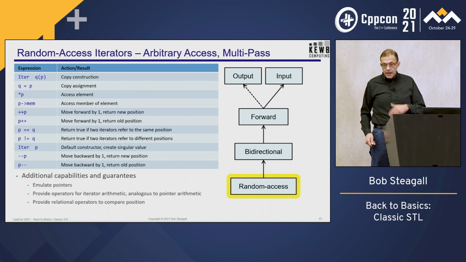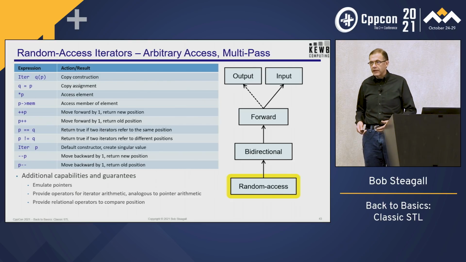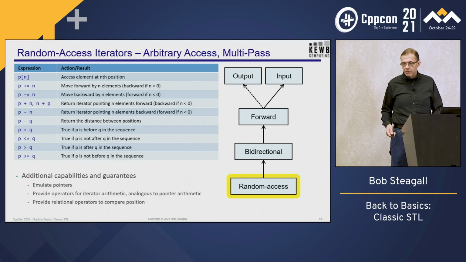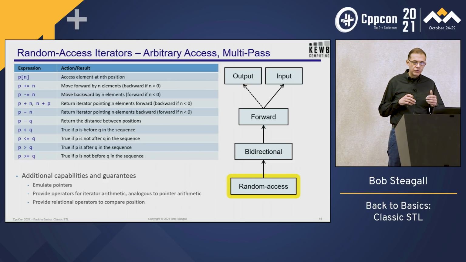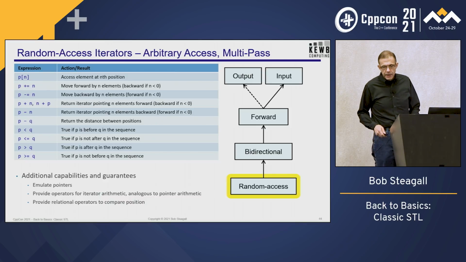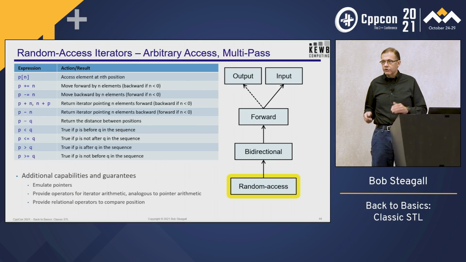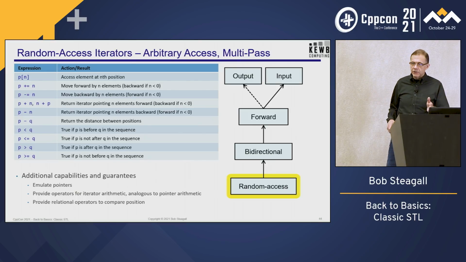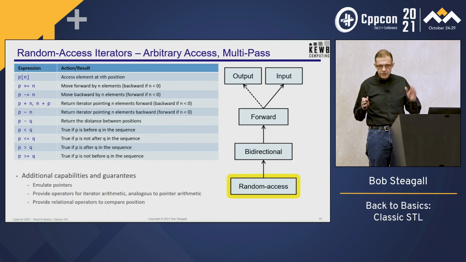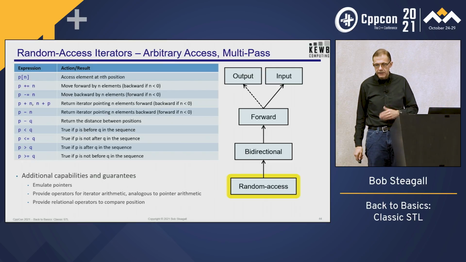Random access iterators add even more, and the table continues on the next page. And these things very closely emulate raw pointers. They provide additional capabilities for random access, for being able to move to arbitrary locations in constant time. They provide for the same equality and inequality operators, but they also provide comparison operators for ordering, so that you can tell whether the element that P points to precedes or succeeds the element that Q points to. And as long as P and Q point to elements in the same sequence, comparing P and Q is a valid operation.